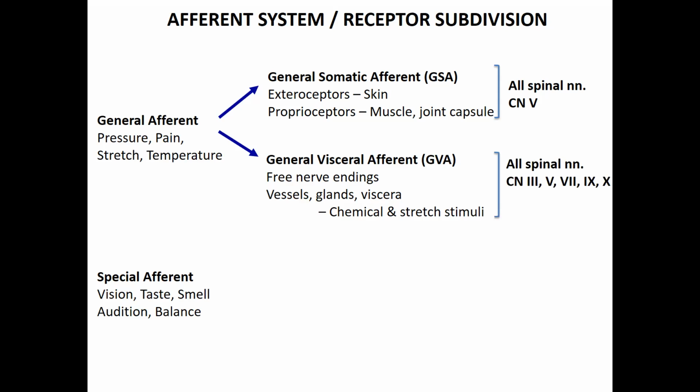And the fibers for GVAs are present in all spinal nerves, and additionally in cranial nerve number 3, which is oculomotor, 5, which is trigeminal, 7, which is facial, 9, which is glossopharyngeal, and 10, which is vagus. That only tells us that these cranial nerves have sensory function associated with them.